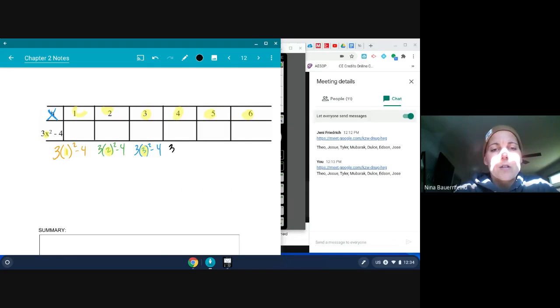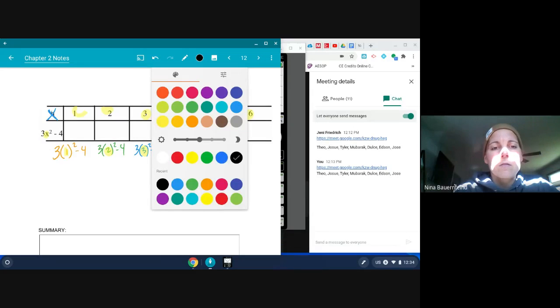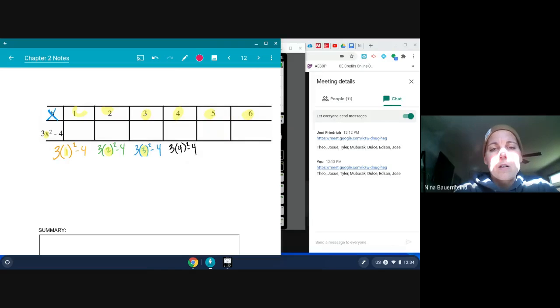So then here it's 3 times 4 squared minus 4. 3 times 5 squared minus 4. And then last, 3 times 6 squared minus 4. Okay, so here 3 times 1 squared means 1 times 1. That's 1 minus 4. 3 times 1 is 3 minus 4. 3 minus 4 is negative 1.